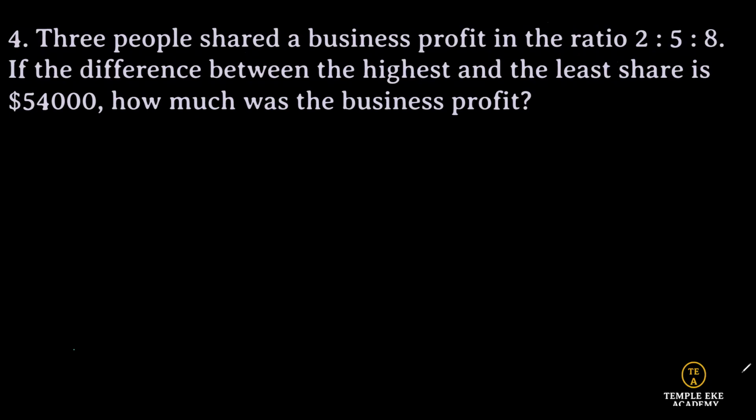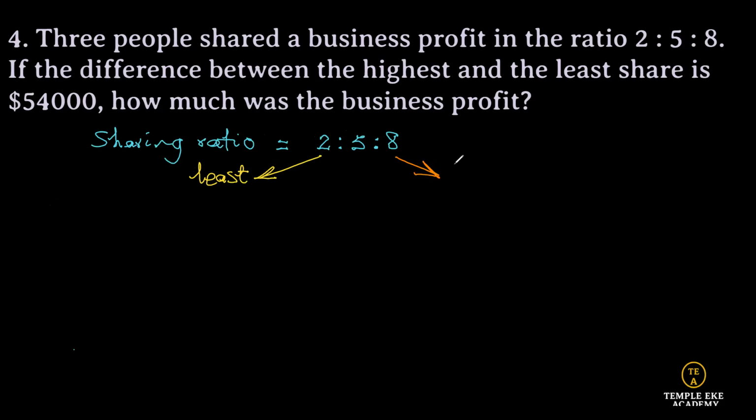So let us see. The sharing ratio, once again, is the way to go. Take up the sharing ratio. The sharing ratio is 2:5:8. And here we can see very quickly, 2 represents, of course, the least share, while 8 will represent, of course, the highest share. And with this recognition, we have solved the calculation.